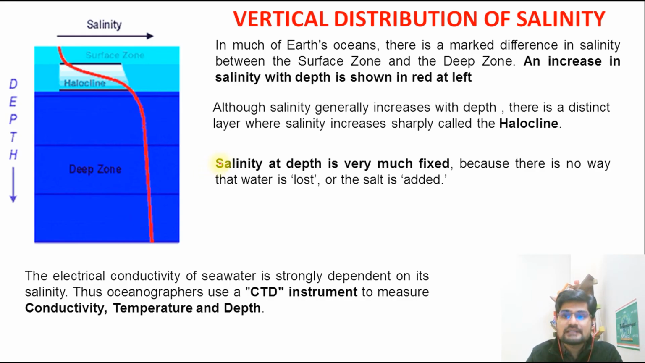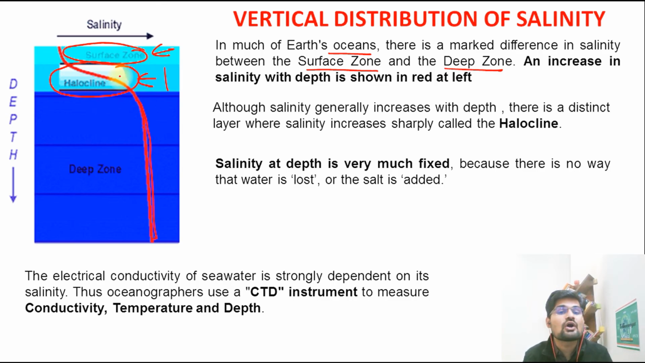Then going by the vertical distribution of salinity, again as we talked about the vertical distribution of temperature, and remember temperature is an important factor for salinity, accordingly it also changes. In much of Earth's ocean, we observe a difference in salinity between the surface and the deep zone. The surface zone will have different salinity and the deeper zone will have different salinity. It is very similar to what we talk about as thermocline. Here we don't have thermocline, but we have halocline. Remember, halocline represents the salt content.